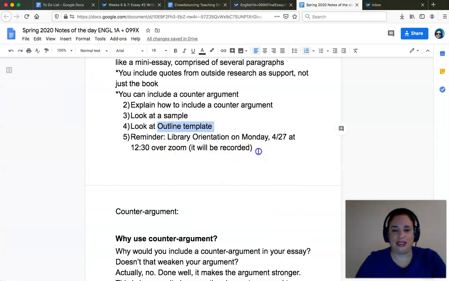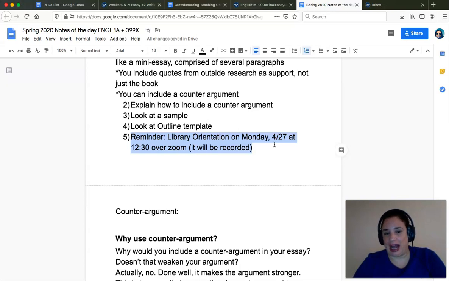And the last thing is, again, depending on what class you're in, one of our librarians is going to lead us through a library orientation about how to search for the research Monday, April 27th at 12:30 over Zoom. And if this is not the class you're in, it will be recorded, and I'm going to send it out to all the classes I have so that you can watch it at your leisure. And there's also a YouTube tutorial about how to search the database too. So you can start looking at that as well.